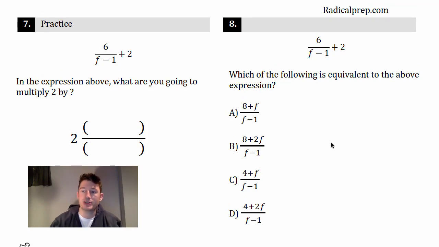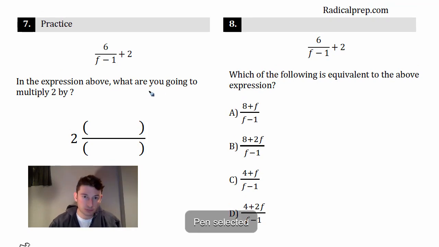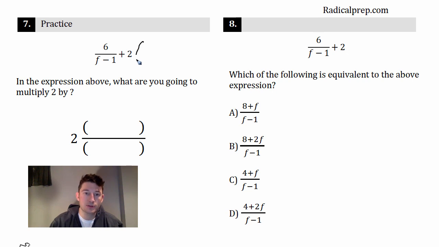All right, so with number 7 here, if you were going to practice that, if you got this expression, in the expression above, what are you going to multiply 2 by? So let's say you wanted to simplify this, right? So you'd have to multiply by the same denominator as this one. So you'd actually multiply by f minus 1 all over f minus 1. You just take that denominator, put it on the top and the bottom, because anything over itself is 1. So that's like a legal math move. So here you'd have f minus 1.